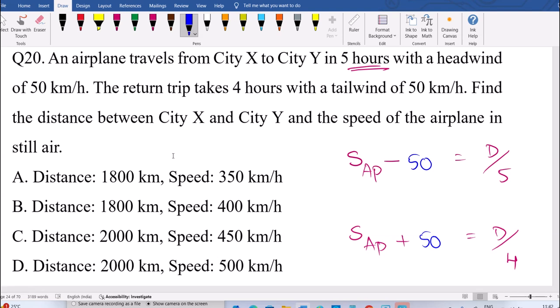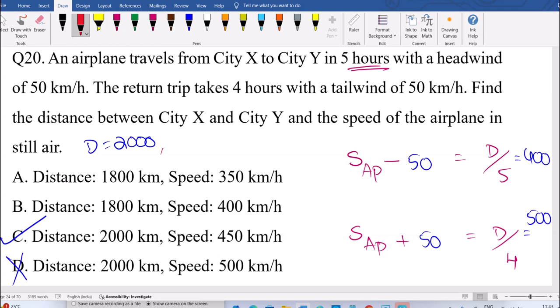Let us say I'll take D value 2000. See, there is 2000, 1800 are the two things, right? I take 2000 as the distance. If distance is 2000, what will happen? 2000 divided by 5, 400 is the speed. Here 2000 divided by 4, 500 is the speed. Then speed of aeroplane should be 450. 450 minus 50 is 400, 450 plus 50 is 500. So this is correct, option C. You do simple option verification.